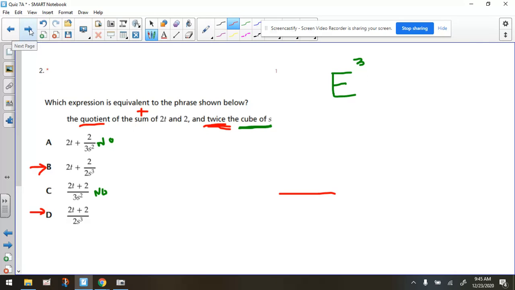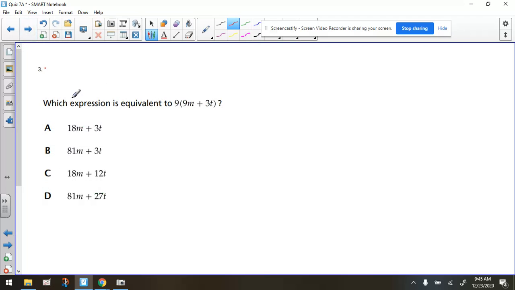All right, let's take a look at number 3. It says, which expression is equivalent to 9 times 9m plus 3t? In class, we learned that you can distribute this, because this really means 9 groups of 9 monkeys plus 3 turtles. So if we distribute this, this times this would be 81 monkeys. So that eliminates choice A, that eliminates choice C.